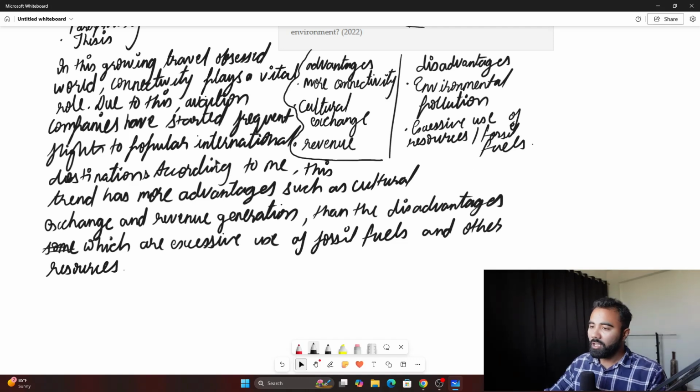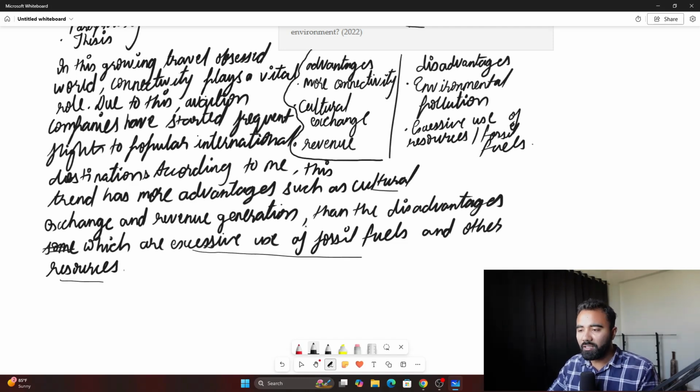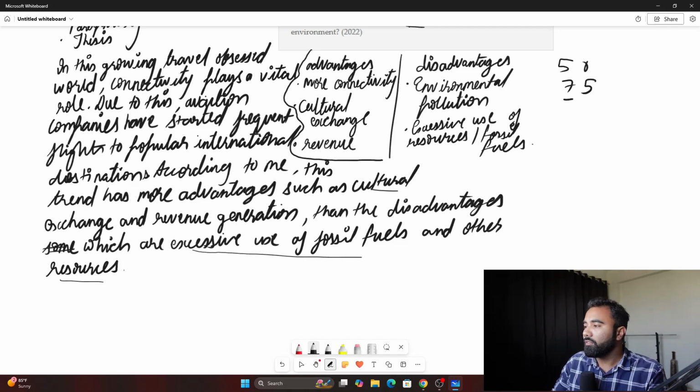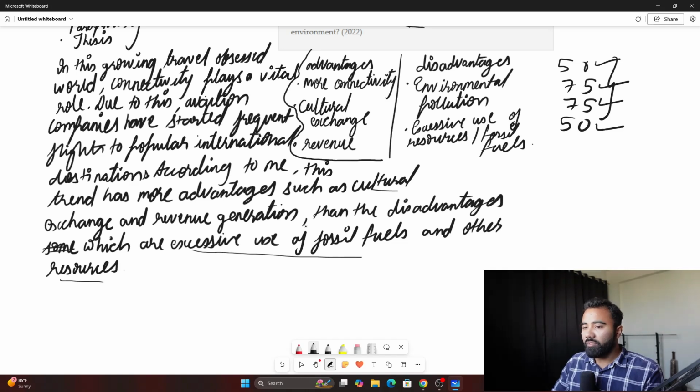This is one way to write your introduction paragraph. If you do not wish to include the advantages like cultural exchange and revenue generation, and the points about excessive use of fossil fuels and other resources, and you simply want to write that according to me this trend has more advantages compared to the disadvantages, full stop, that should also suffice. But make sure that if you don't write enough words in your introduction, you will have to compensate by writing more words in your body paragraph. Remember that blueprint of 50, 75, 75 and 50. This is introduction, body paragraph 1, body paragraph 2, and conclusion. This is how you're supposed to meet your word count. So in the next video we write our body paragraph 1.